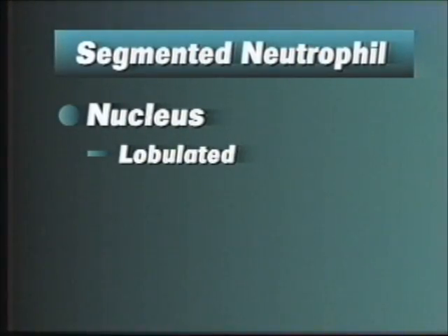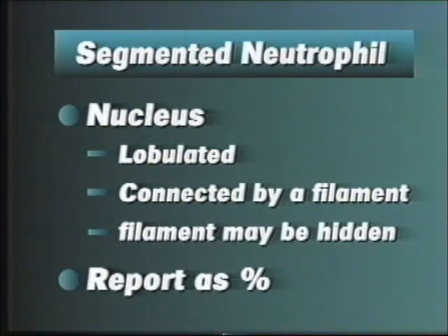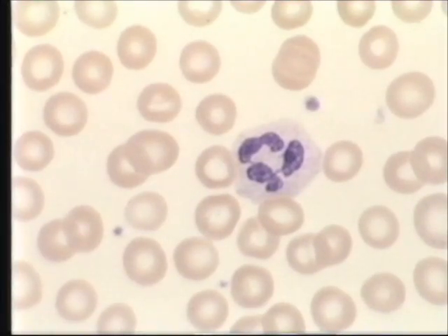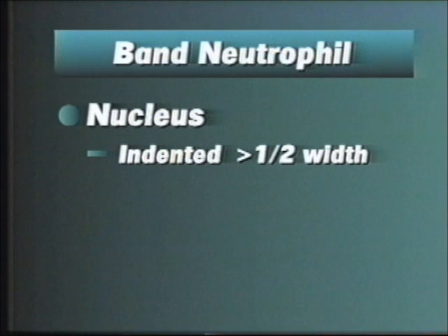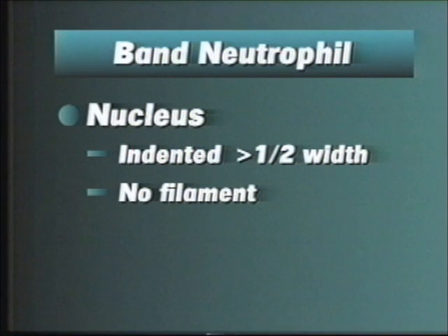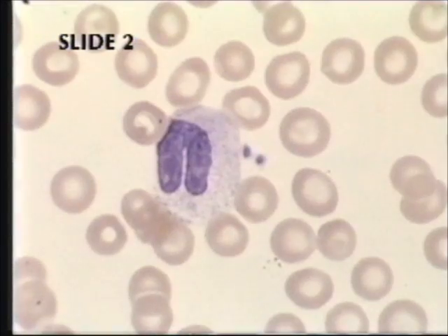The segmented neutrophil is lobulated and the lobes are connected by a filament. Sometimes, because the nucleus is folded, this filament is hidden. This neutrophil is easily identified as a seg because the filaments are so obvious. The band neutrophil has a nucleus which is indented more than half the width of the entire nucleus. There is no visible filament. The nucleus may be deeply indented, but the connecting bridge or strip between the two portions of the nucleus still has visible chromatin. The cell you see here is a classic band.